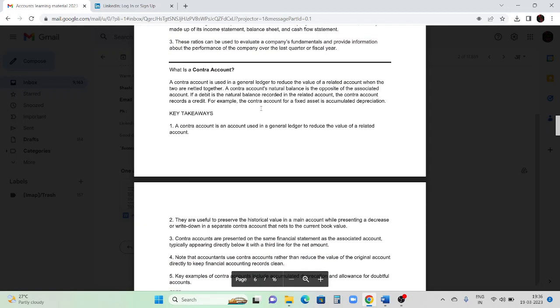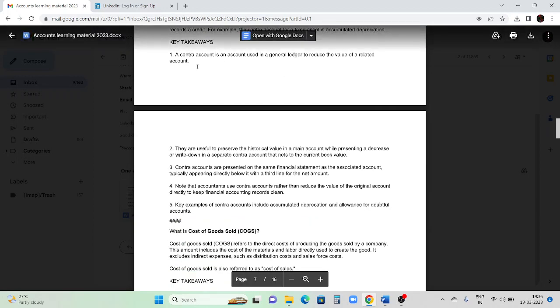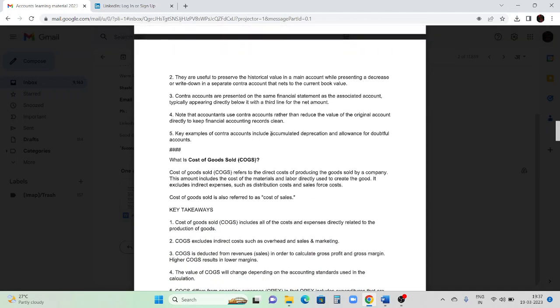What is a contra account? A contra account is used in a general ledger to reduce the value of a related account when the two are netted together. A contra account's natural balance is the opposite of the associated account. If a debit is the natural balance recorded in the related account, the contra account records a credit. For example, the contra account for a fixed asset is accumulated depreciation. The key takeaway is that a contra account is an account used in the GL to reduce the value of a related account. The key examples are accumulated depreciation and allowance for doubtful accounts.